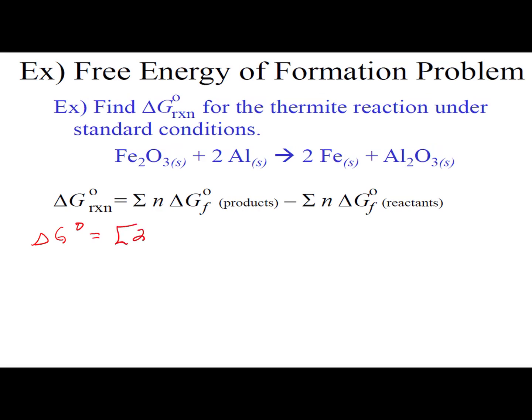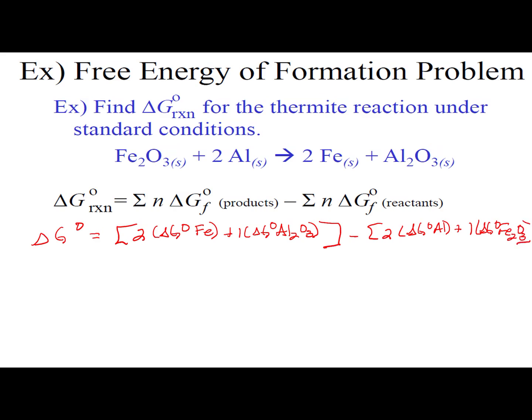And so to write it out, it would be the sum of 2 times the delta G0 of Fe plus 1 times the delta G0 of Al2O3, minus 2 times the delta G0 of aluminum plus 1 times the delta G0 of Fe2O3. Sorry about my writing here.